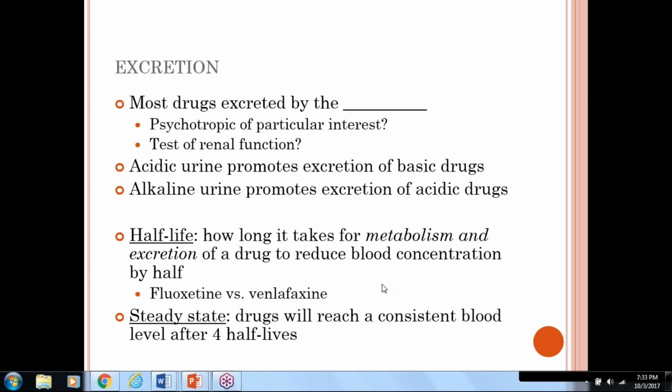A steady state is essentially the amount of time it takes for a drug to reach a consistent level. How many half-lives does it take to reach a steady state? And it's typically 4 to 5. Let's say somewhere between 4 and 5 half-lives. The amount of drug that you lose is replaced by the subsequent administration of the drug. Because that's the goal. You want the blood level to be very consistent.